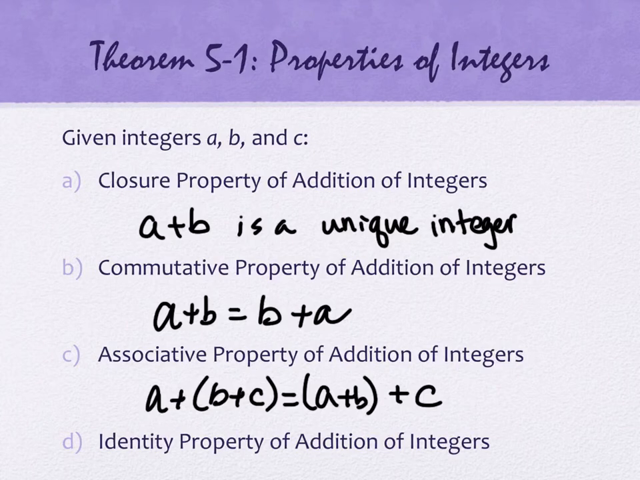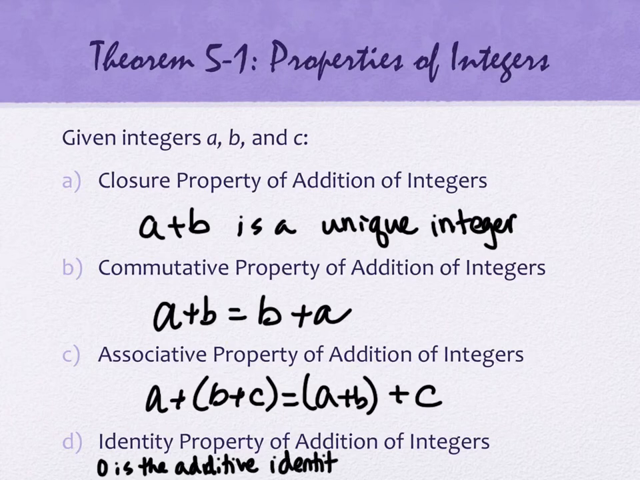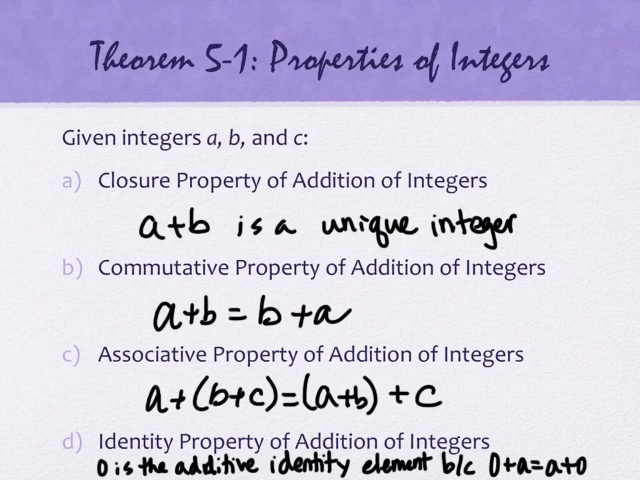And then the last one, the identity property of addition. So the identity property says the following. There's a little bit more to write here, and I don't have very much space, but you have more. 0 is the additive identity element. And the reason is because 0 plus A is equal to A plus 0 is equal to A.